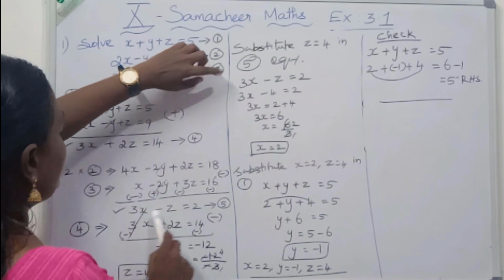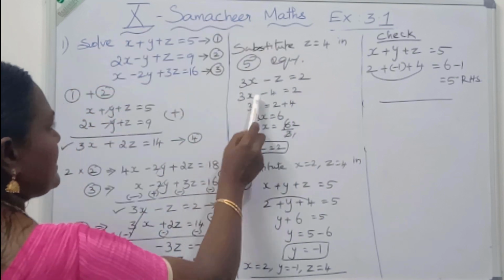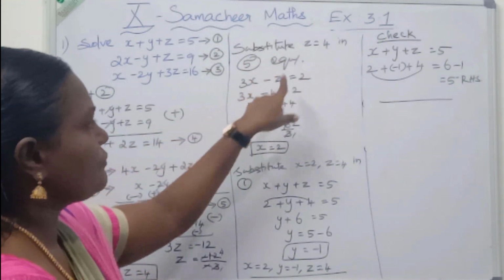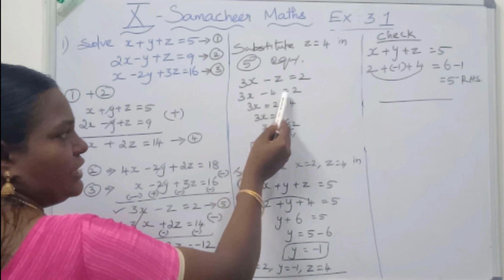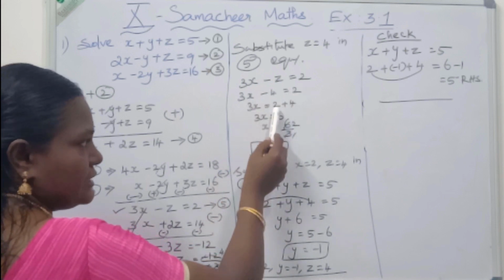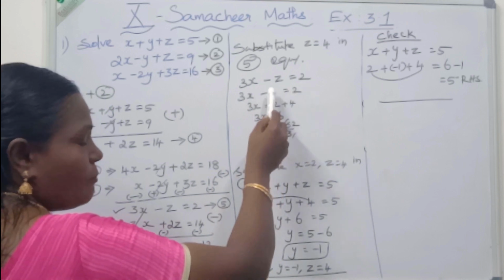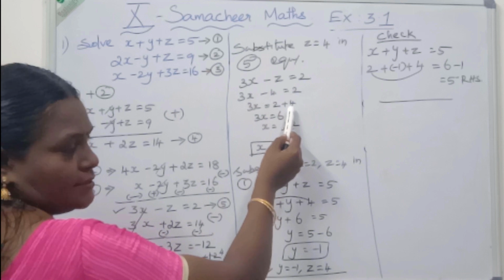So you have to write the fifth equation, 3x minus z equal to 2. So 3x minus, you have to substitute the value of z in this place. So instead of z, I substitute 4, equal to 2. So 3x equal to this 2, you have to write as it is on the right side. Minus 4 you have to transpose to the other side, it becomes plus.